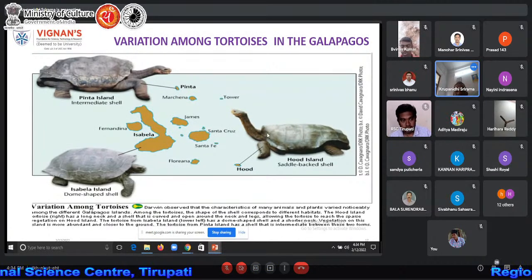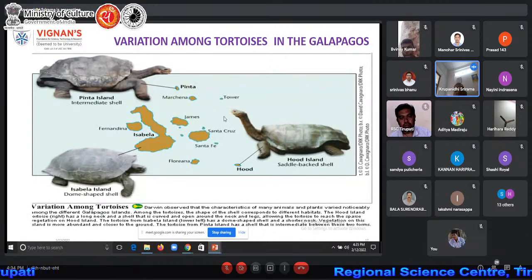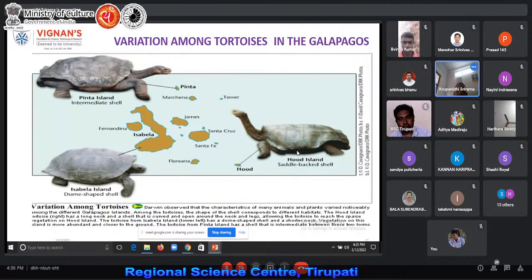See here, this particular tortoise has something like our giraffe neck. This type of giraffe neck has developed here so as to approach its food. So all the animals have to survive by taking in food. So in search of the food, it keeps protruding its neck. As a result, the neck has become longer here, and again the saddle back shell here.